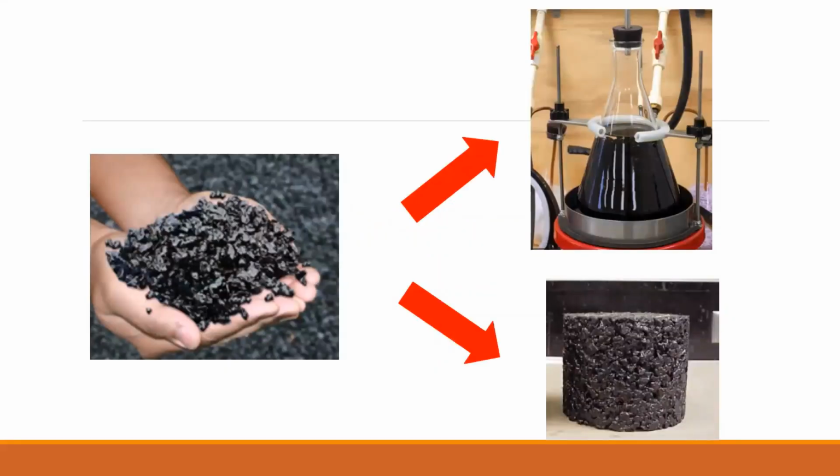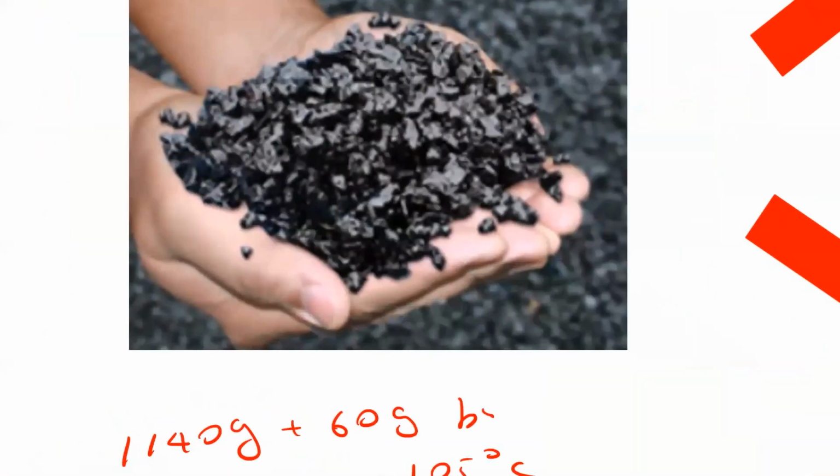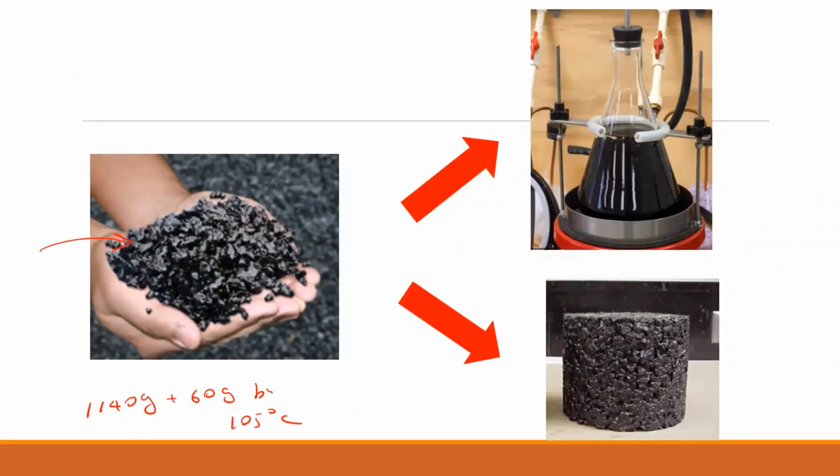In part A, we prepared the aggregate mix of 1,140 grams, and we add 60 grams of bitumen and mix it. Bitumen is a viscoelastic material, so at room temperature it's a solid, so we have to heat the bitumen to 105 degrees Celsius to make it a liquid and mix it with the aggregate. So after we mix this, our sample will look like this.